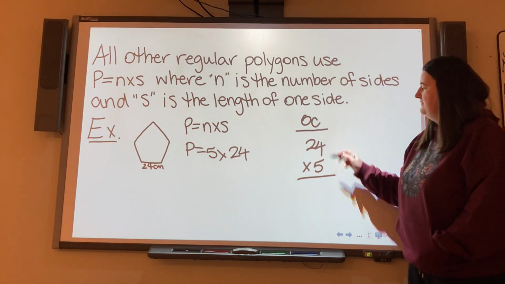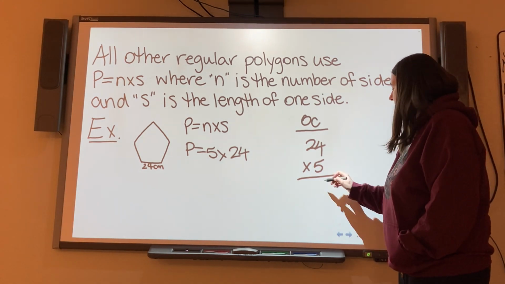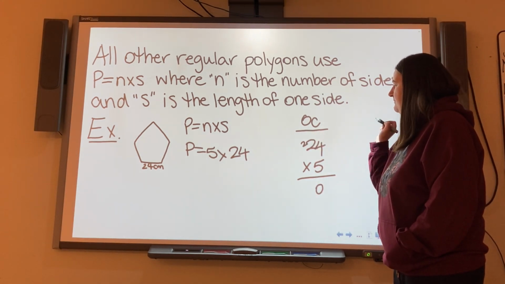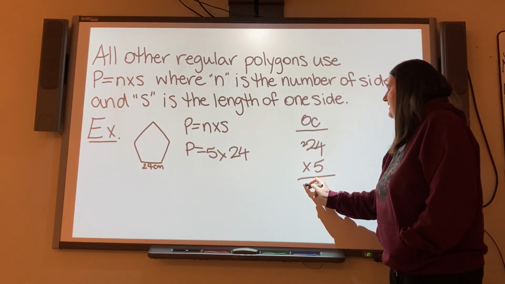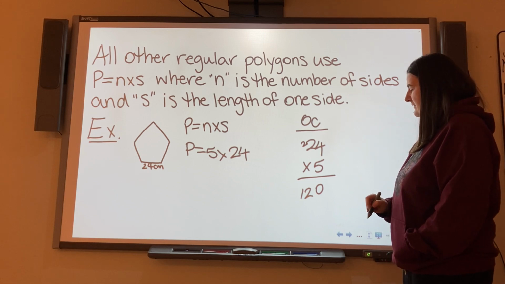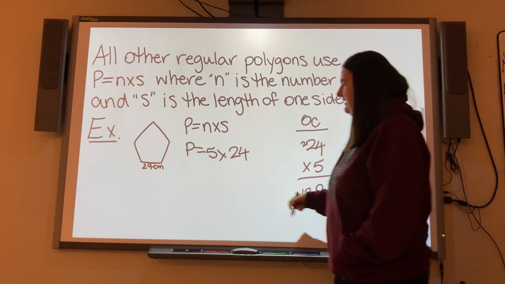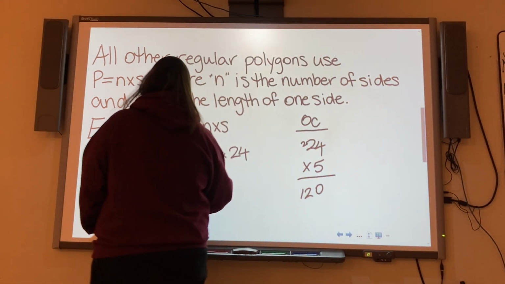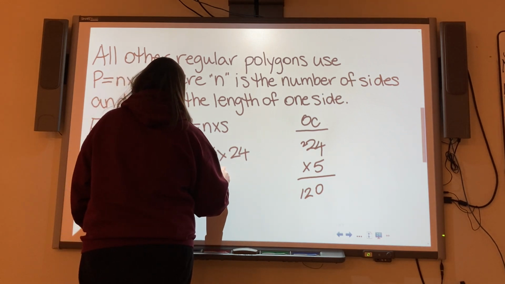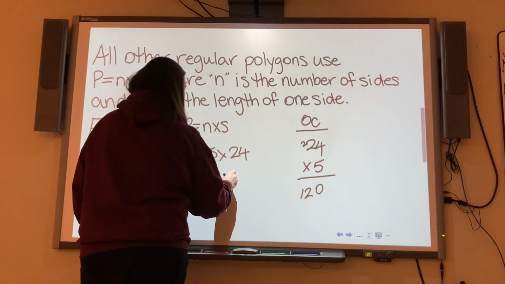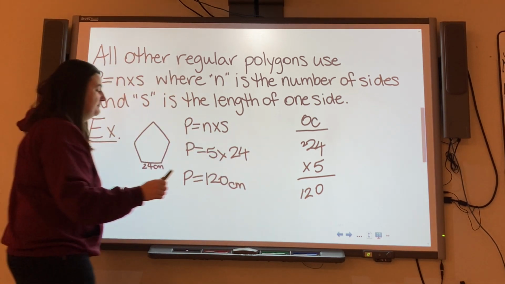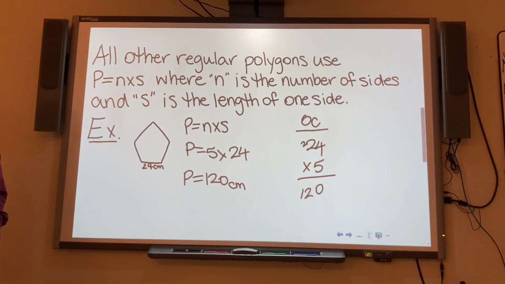So 5 times 4 is 20, carry your 2. 5 times 2 is 10, plus the 2 that I carried is 12. So 120. I go back over to my question, P equals 120, and this is where I put the unit of measurement, centimeters. So there's the formula that you're going to use for regular polygons that are not rectangles.